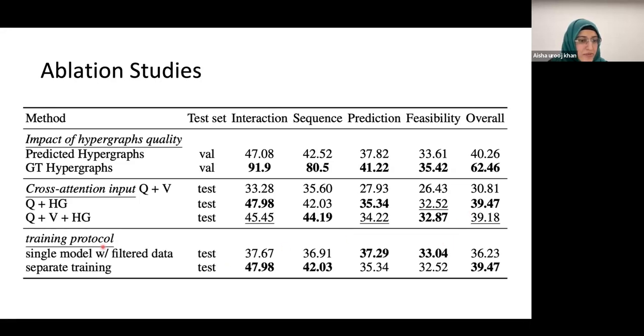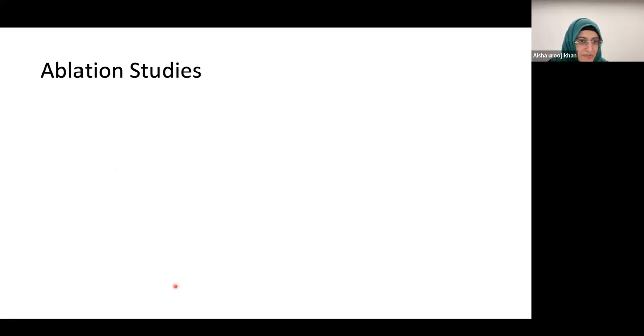Then we also tried different training protocols. This is, I think, not very important for this talk. Yeah, we can skip this.